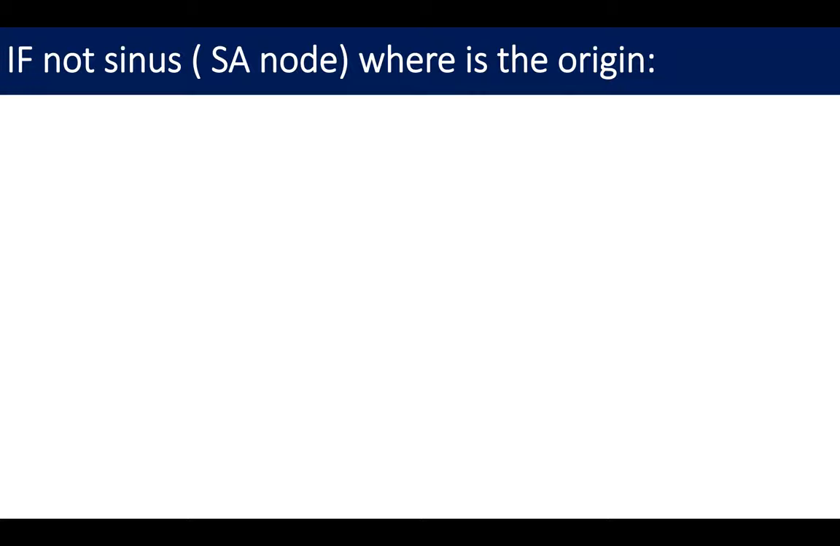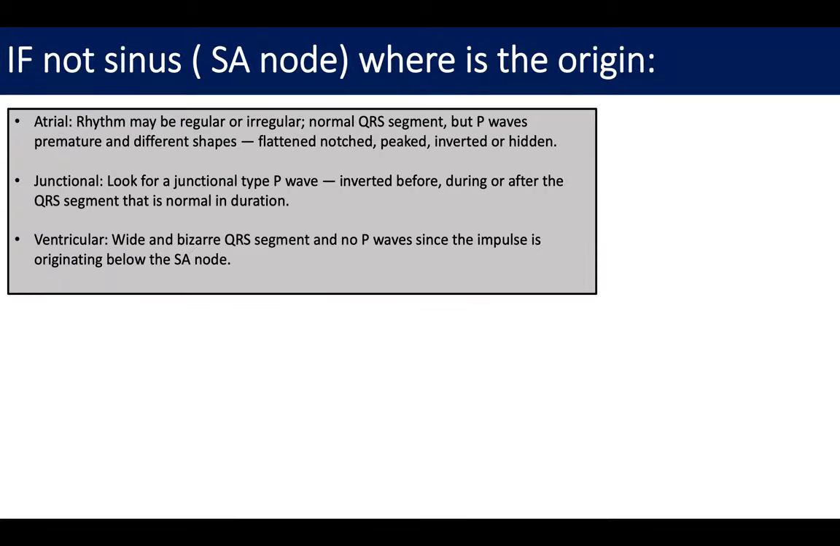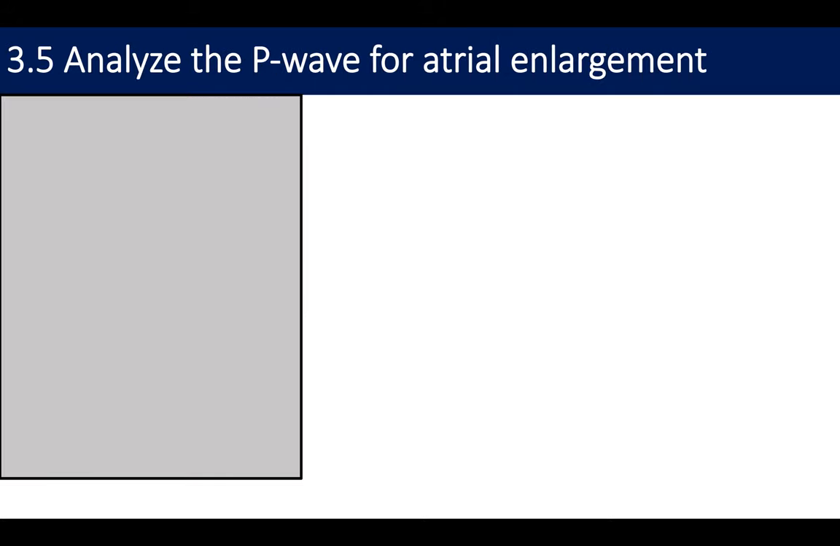If it's not sinus, i.e. not originating from the SA node, where else could it originate from? It could come directly from the AV node, known as atrial rhythm, or it can be junctional, after the AV node, where the depolarization could occur, or it can be from the ventricles directly. These might be a bit too complex for you to understand right now, but the main thing I want you to focus on is just sinus rhythm.